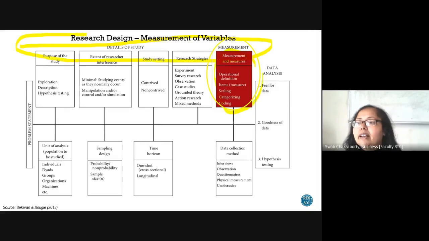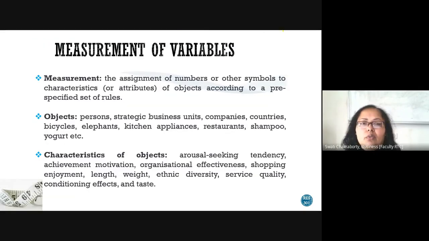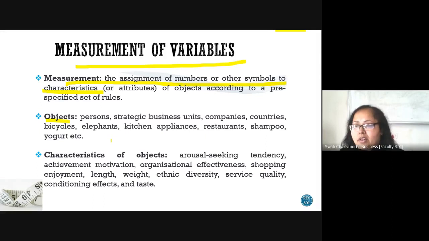All right, so we are now highlighting measurement and measures. When we talk of measurement of variables, what is measurement? It's the assignment of numbers or other symbols to characteristics or objects according to a pre-specified set of rules. Objects could be persons, strategic business units, companies, countries, and so on. Characteristics of objects could be arousal-seeking tendency, achievement motivation, organizational effectiveness, and so on.